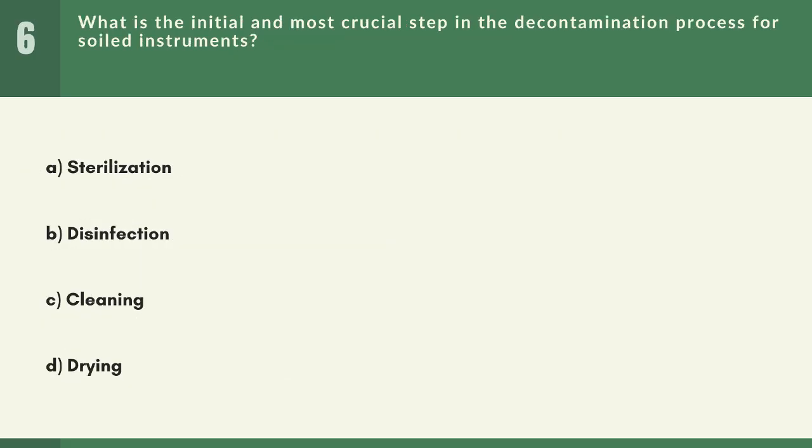Question 6. What is the initial and most crucial step in the decontamination process for soiled instruments? A. Sterilization. B. Disinfection. C. Cleaning. D. Drying.